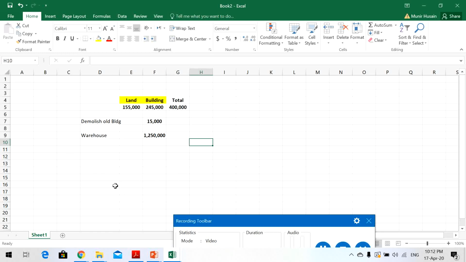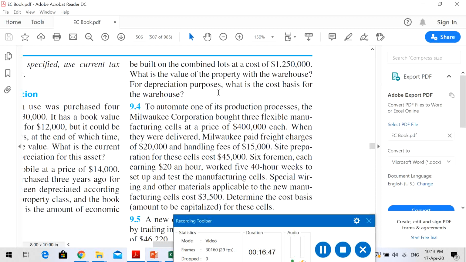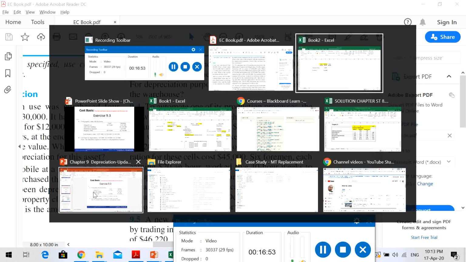You purchased something, it's your property. You spend money, you spend this one, you spend this one. So what is the value of the property which you need to calculate? And then the second part of the question says, for depreciation purposes, what is the cost basis of the warehouse? I'll come to our slide.